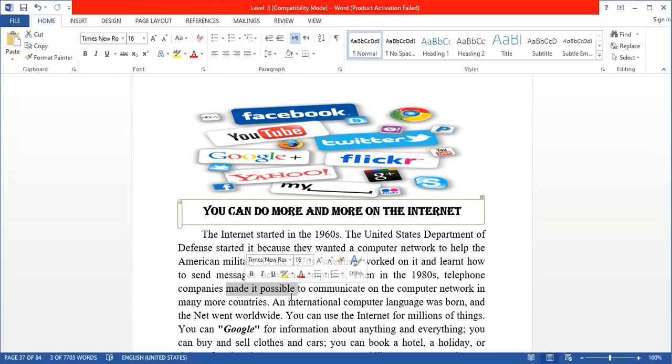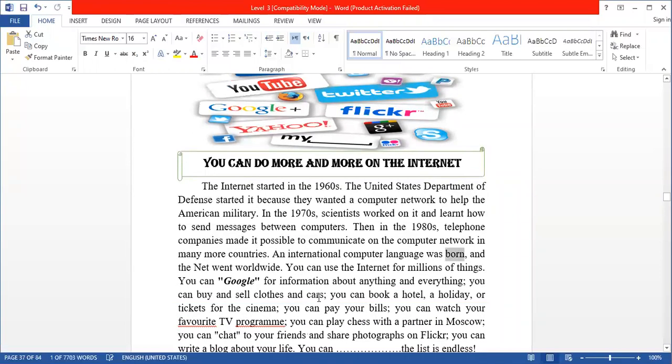Here an international computer language was born. هنا born بمعنى means appeared, was appeared يعني ظهرت لنا لغة حاسبات جديدة. A new language, an international computer language, appeared or was born بمعنى أنه ظهرت لنا لغة حاسبات جديدة.